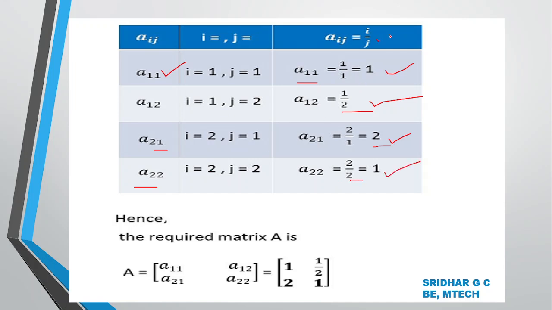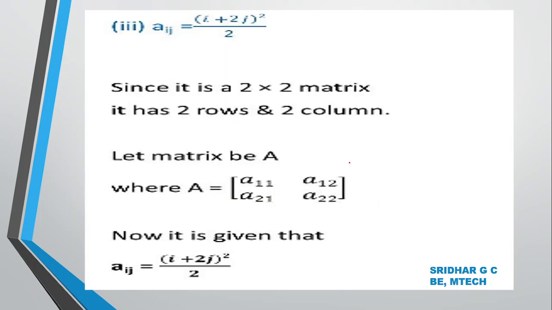Solve this equation by substituting i and j with the required element. A11 is the first element, A12 is the second element, like that. Now the order of the matrix is 1, 1 by 2, 2, 1. This is the order of the matrix. Let us solve one more problem of the same type.